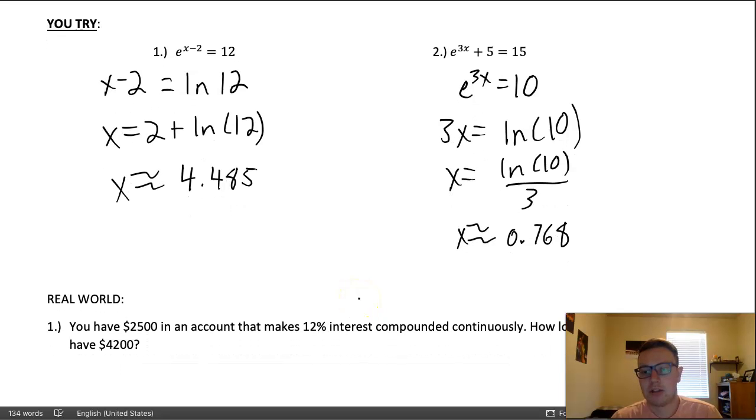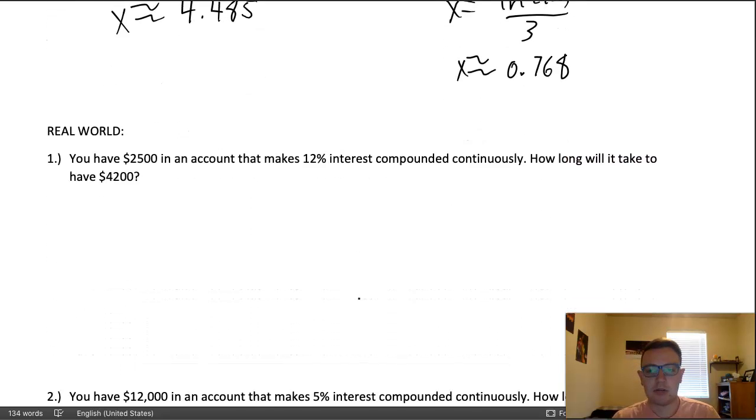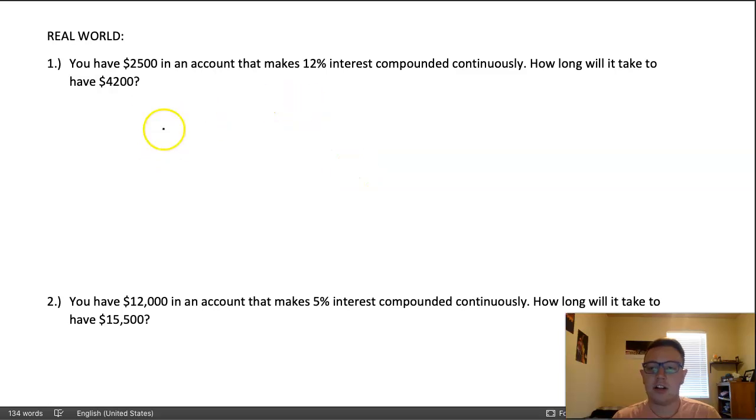Okay. Where will this show up? Let's do a couple of real-world problems. Starting off, we have $2,500 in an account that makes 12% compounding continuously. We're trying to figure out how long it'll take to have a value of $4,200. Remember, compounding continuously means we're using A is equal to Pe to the rt. Try to figure out what the equation would be to start.